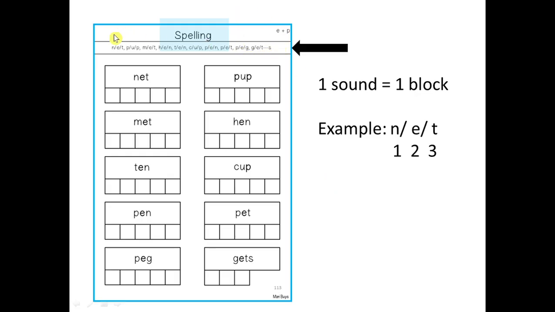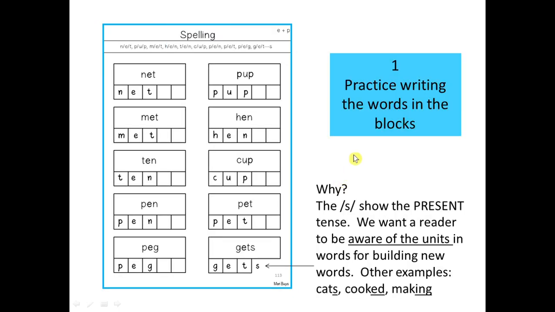Okay, so let's quickly look at this line over here. So these words give you the breaking up clues. So let's look at net. There's the n, and then there's a dash, and then there's the e, and a dash, and then the t. Let's look at the next slide, because that will give you all the words on this page. Right. Let's quickly look at this last one.